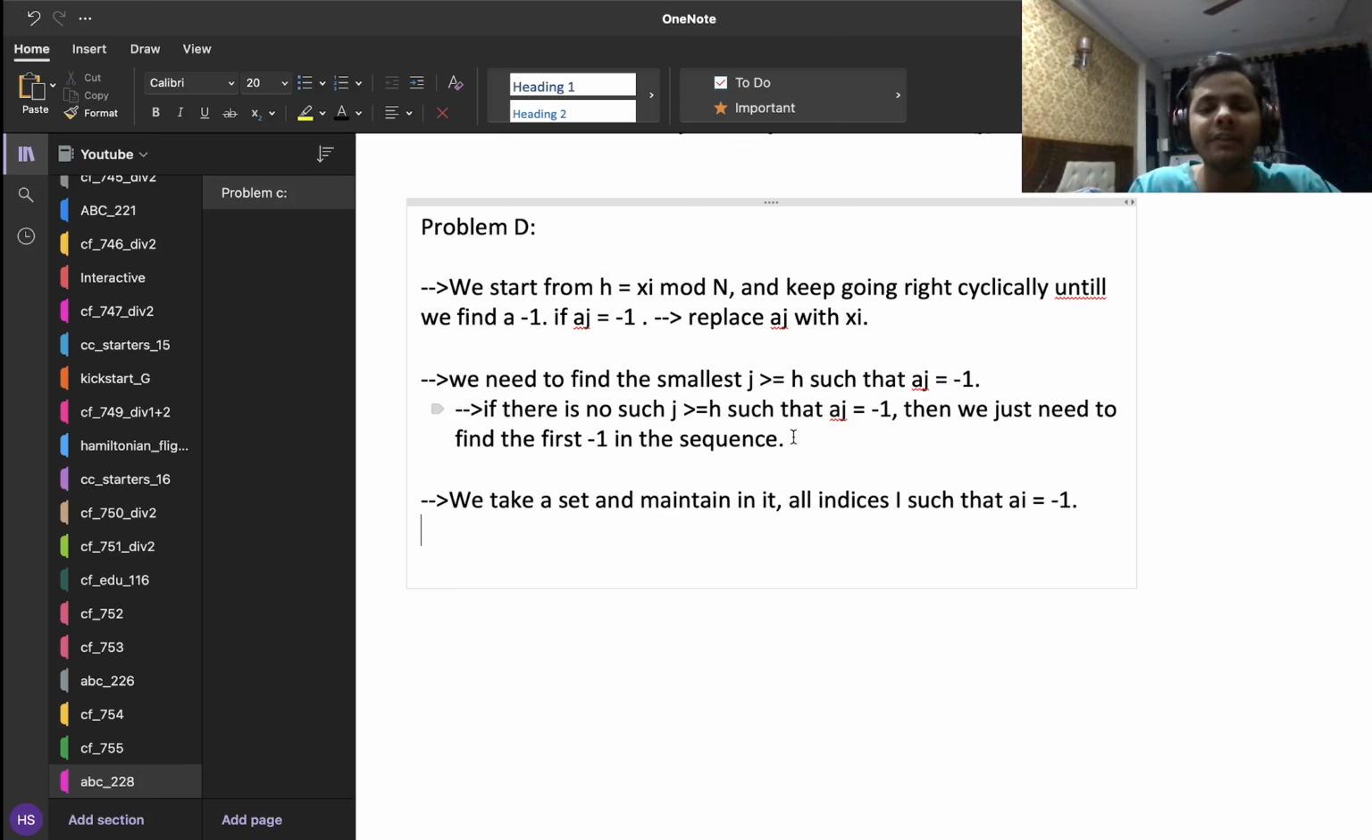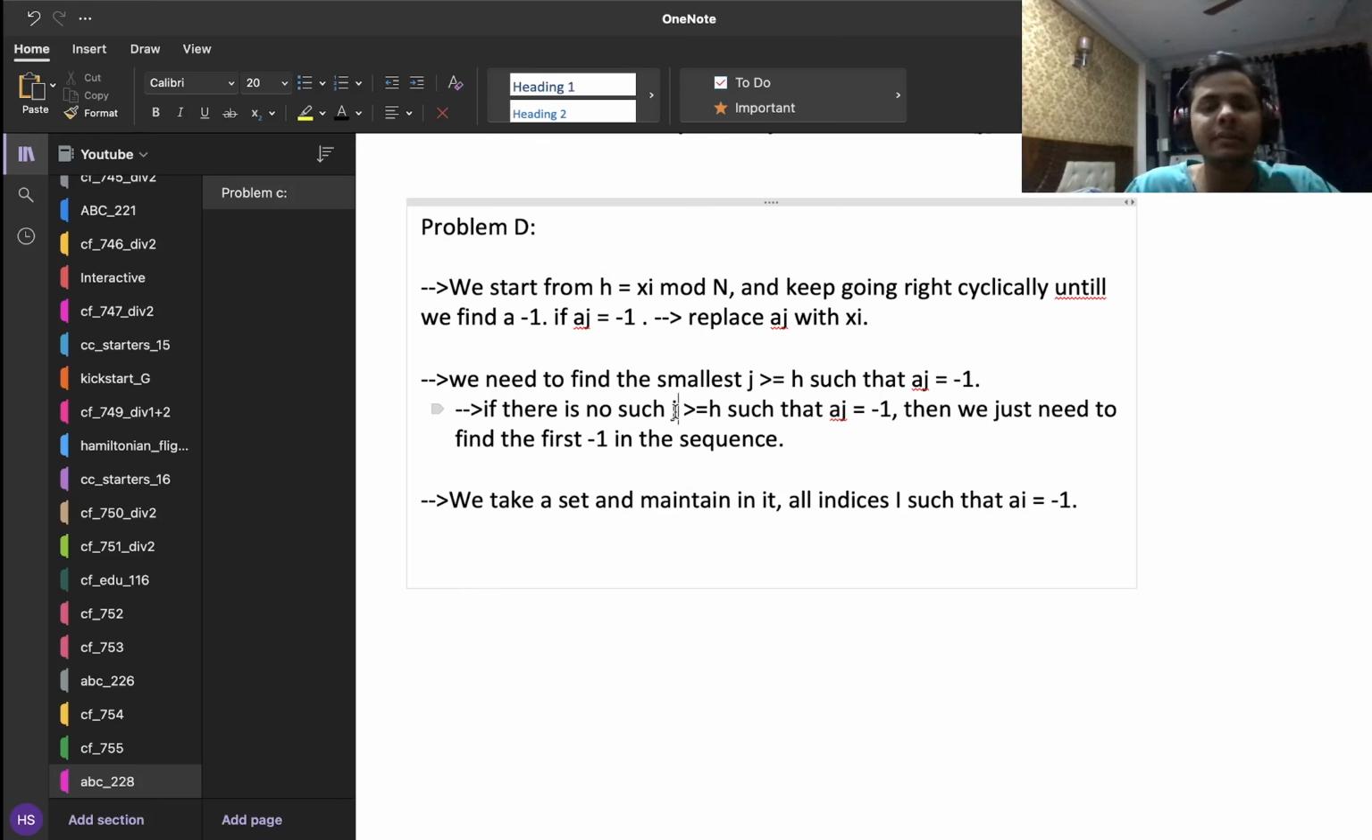So if now I have a set such that for any index i in my set, a of i is equal to minus 1, then what I want is to calculate the first index which is greater than or equal to h such that a of j is equal to minus 1. And that will be the first index greater than or equal to h in my set, because all the minus 1s are in my set.